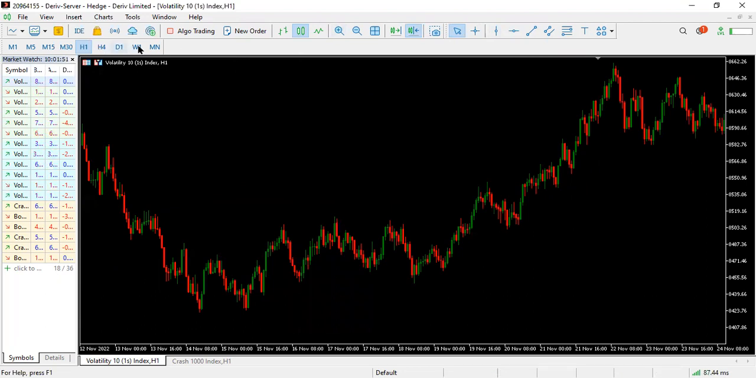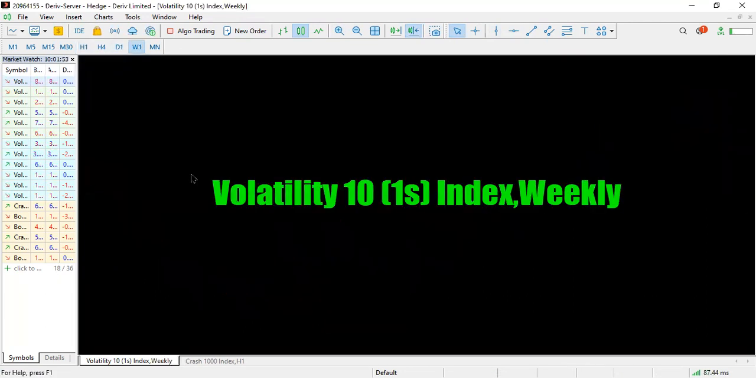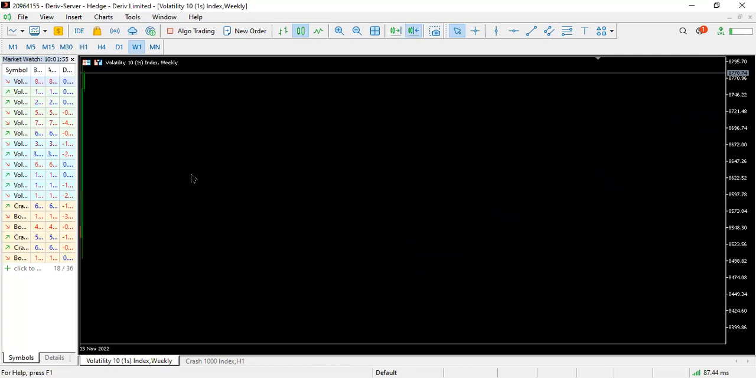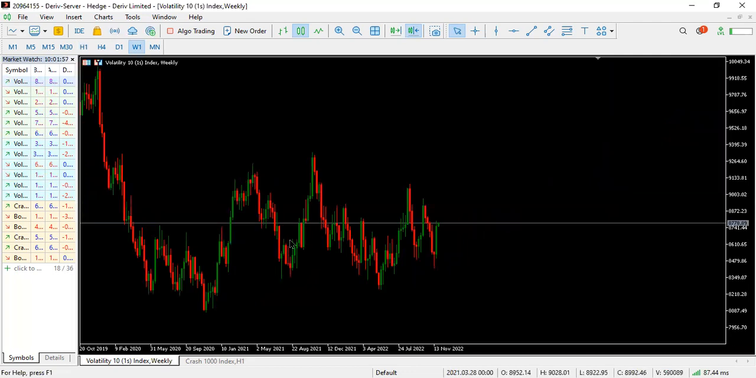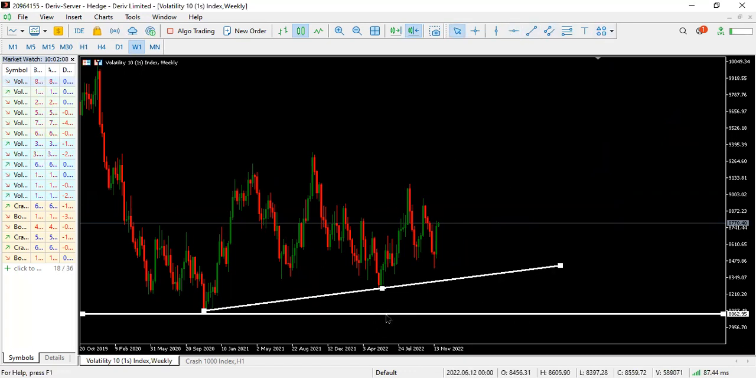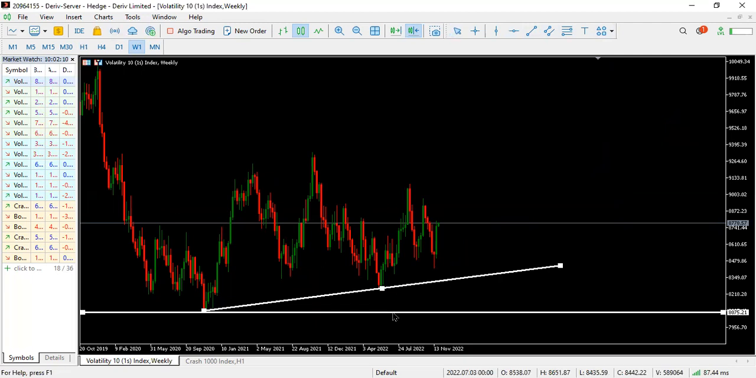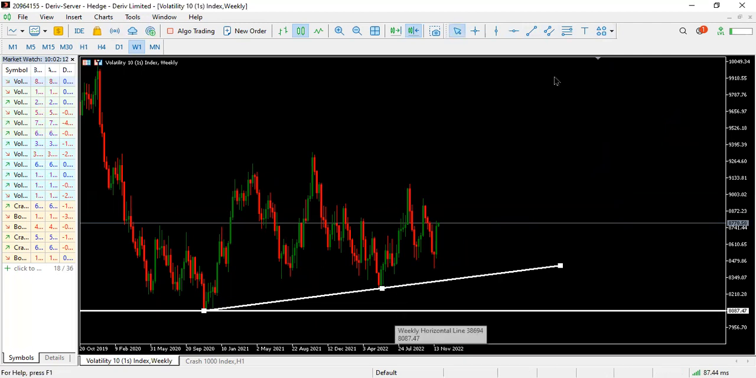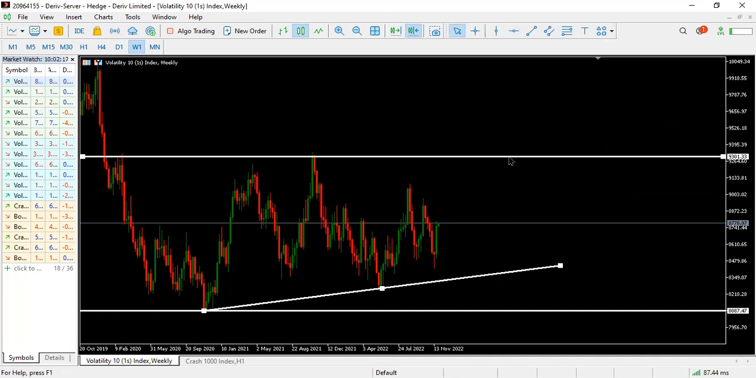What we're going to do, remember, we start from the higher time frame. As we start from the higher time frame, we look for minor support and resistance. So now at this level, we have something like this, a trend line. And then we have support here too at this level, support here too at this level. We have a resistance here too at this level. So now that's the weekly analysis.